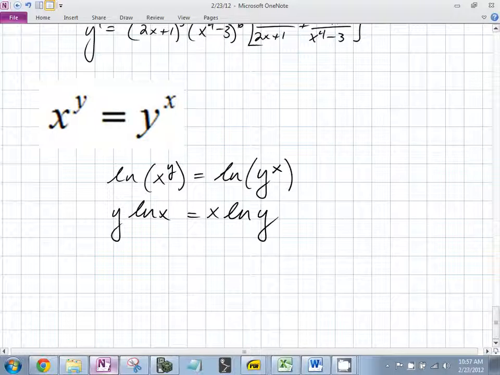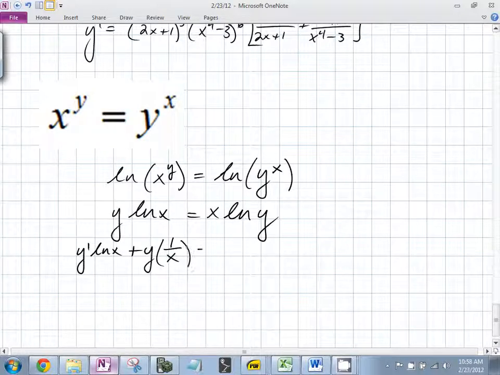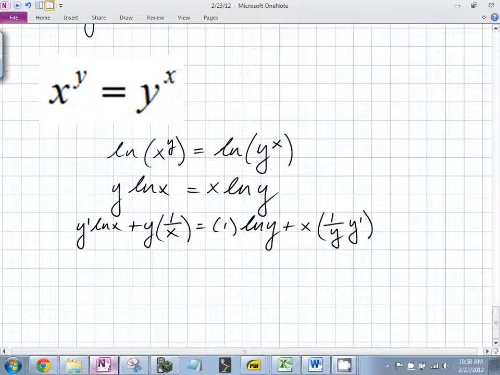The derivative of y is, so that's y prime ln x plus y times the derivative of ln x, 1 over x, equals the derivative of the first times the second plus the first times the derivative of ln y, 1 over y times y prime. Now I'm going to highlight what we're isolating. We're isolating the y primes, correct? So where do we need to put them?